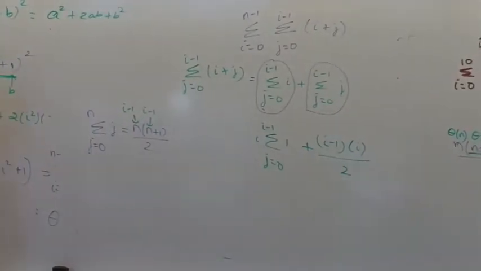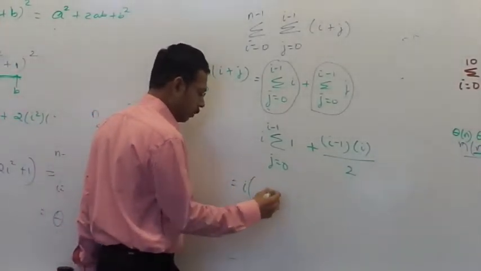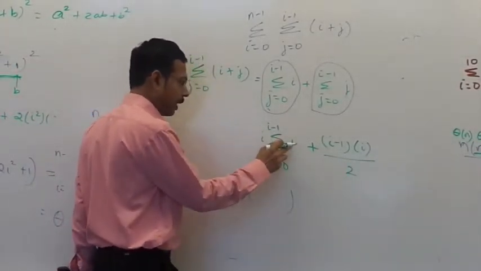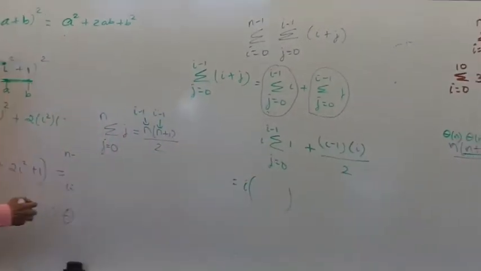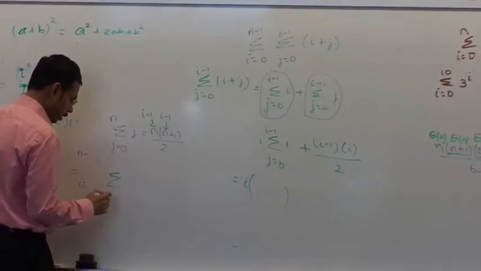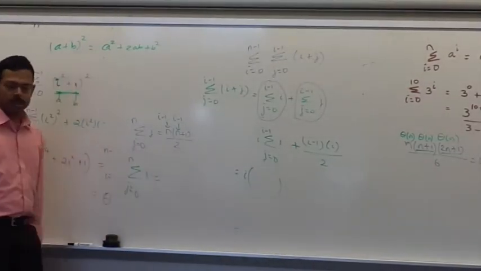Okay? So now let's simplify the first summation. We have an I out, and then what is this? J equals 0 to I minus 1, 1. That's equal to what in our standard notation? If you apply J as the limit, we have 1. So what is that?